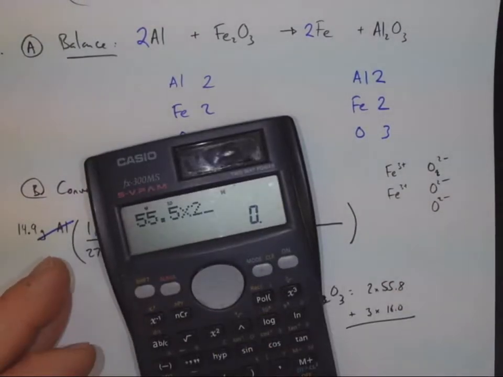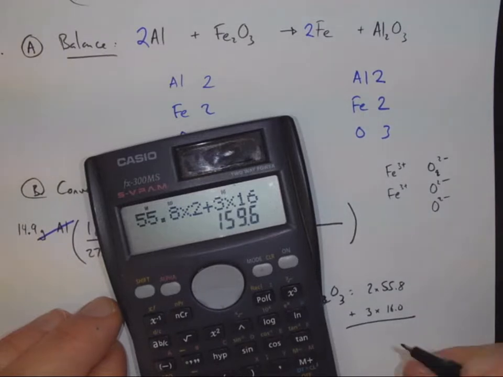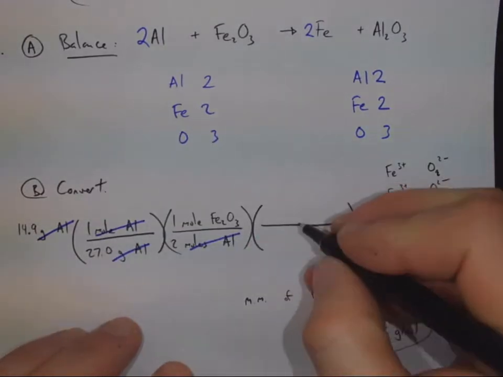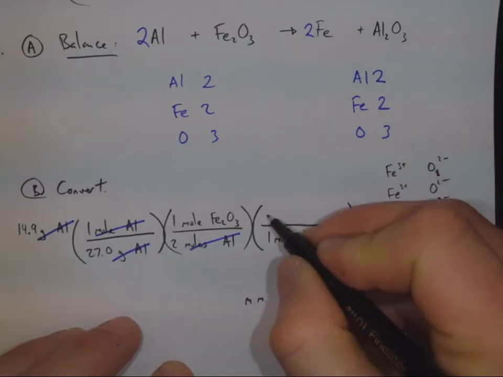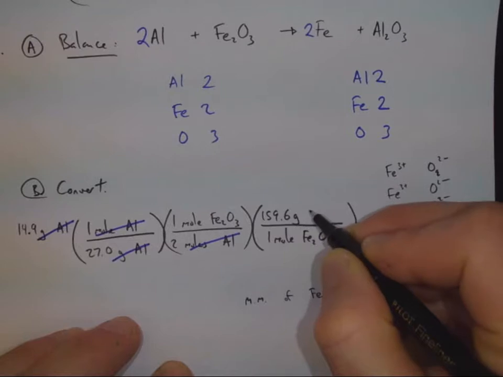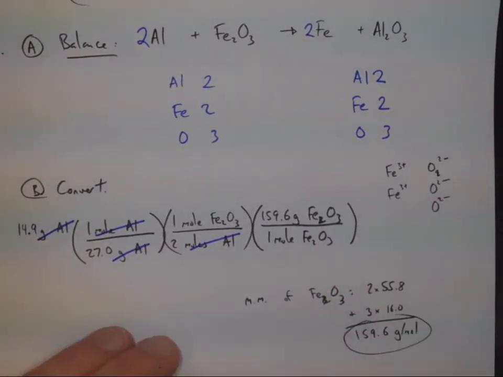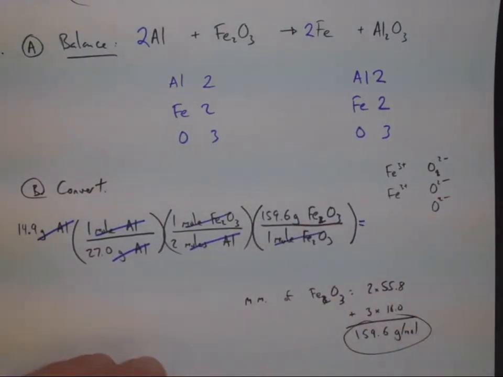So 55.8 times 2 plus 3 times 16. And our calculator knows order of operations, so it should do this correctly. And we'll get 159.6 grams per mole. So that means for 1 mole of iron 3 oxide, we've got 159.6 grams of iron 3 oxide. Okay, lastly, moles of iron 3 oxide cancel out. And we'll just crunch these numbers.